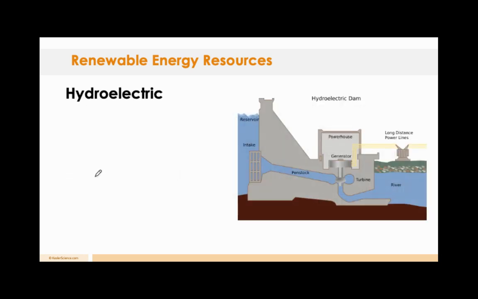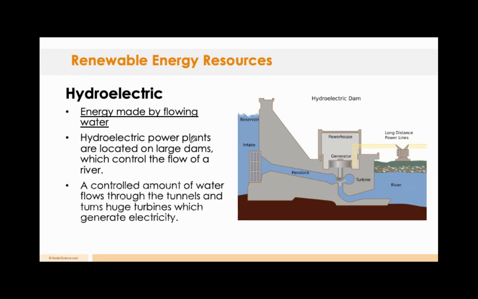Now, hydroelectric. Energy made by flowing water. So, hydroelectric power plants are located on large dams which control flow of a river. Controlled amount of water flows through the tunnels and turns huge turbines which generate energy.